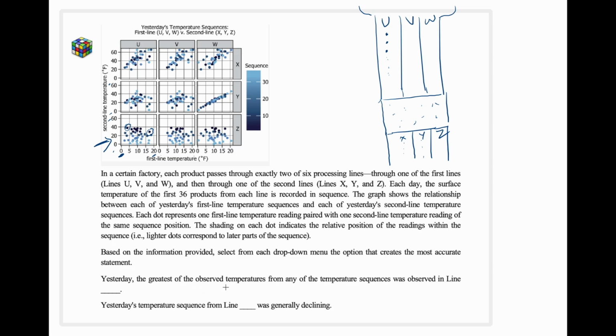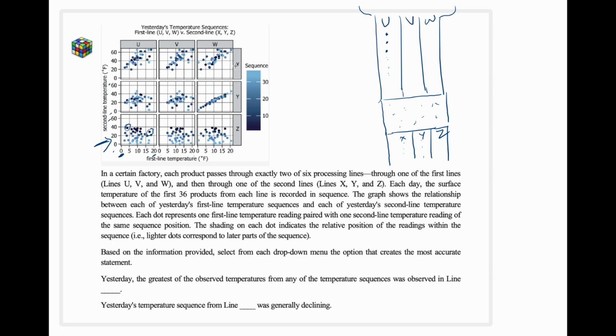Yesterday, the greatest of the observed temperatures from any of the temperature sequences was observed in line. Okay, so we see that temperatures of U, V and W vary from 0 to 20. And temperatures of X, Y and Z lines vary from 0 to 60. So the highest temperatures will be found in X, Y or Z.